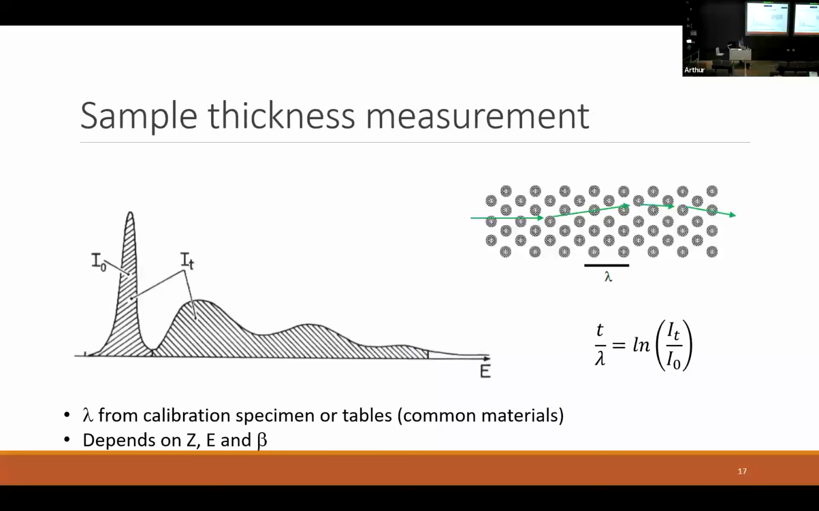We can use that information to try to figure out what the thickness is, right? So if we had no material at all, we would just end up with the zero loss peak. So we would have I0 here, and then just a complete flat line. However, our samples have an actual thickness to them, and depending on the thickness, we're going to have a different ratio of these bumps to this peak here.